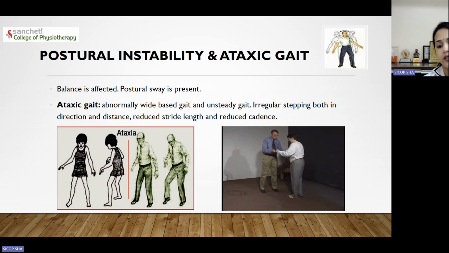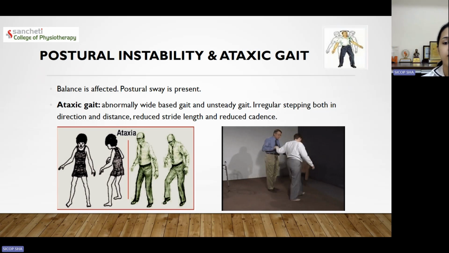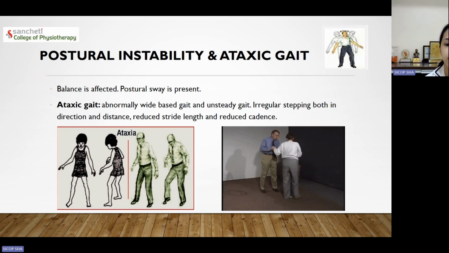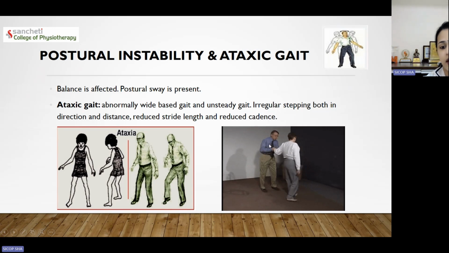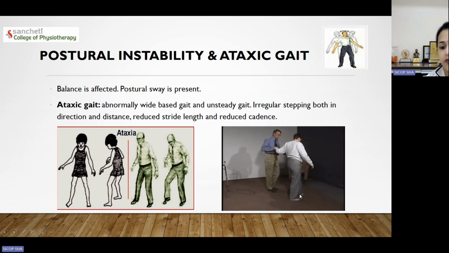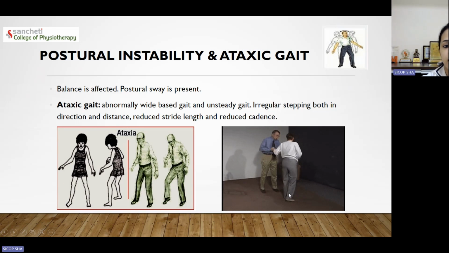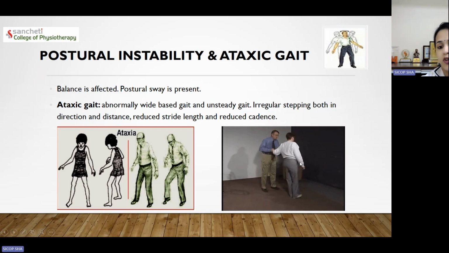The next, because of this, we are going to see something called ataxic gait. Now, ataxic gait is abnormally wide-based gait. As you can see over here in the video that is playing, you can see the base of support is very wide. You can see the ataxic patient walking with a person's assistance. Okay, the base of support between the 2 feet is very wide. Then the gait is very unsteady. Okay, you will see clearly that it is not a steady gait. If at all the assistance is left, the person might just fall.